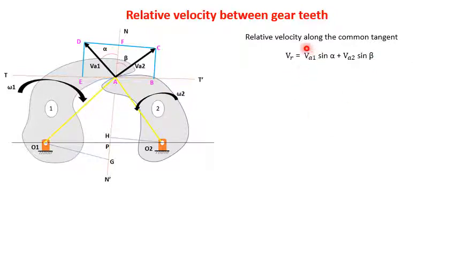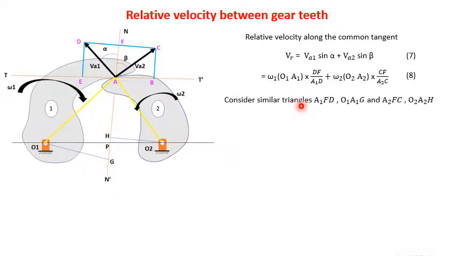Now the linear velocity in terms of angular velocity, let me call this equation number 7. VA1 is omega 1 multiplied by the radius O1A1, and sin alpha, in this triangle, represents DF divided by A1D. Next, VA2 can be written as omega 2 into radius O2A2, and sin beta, in this triangle, is opposite side CF, hypotenuse A2C. Call this equation number 8.